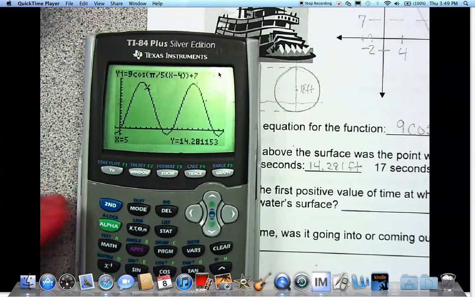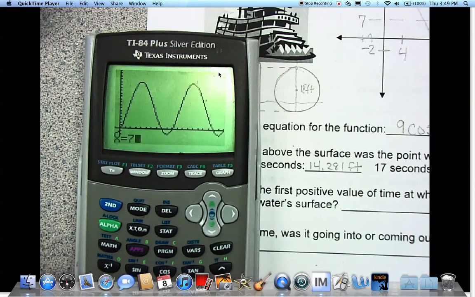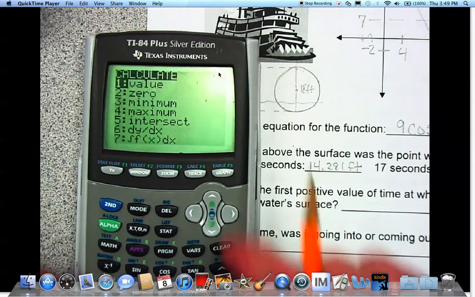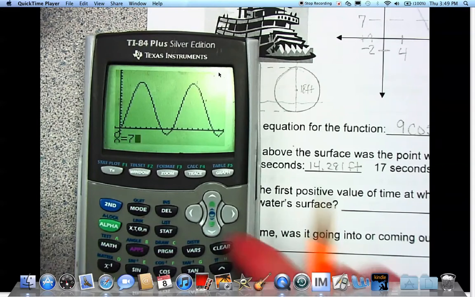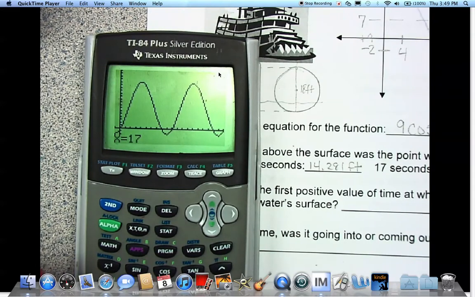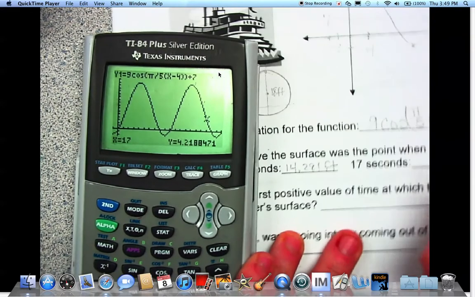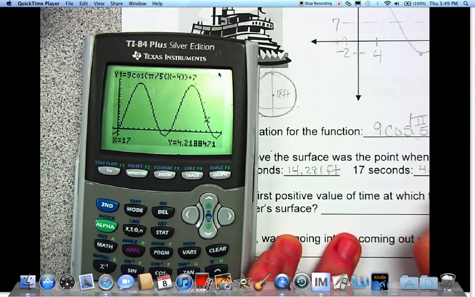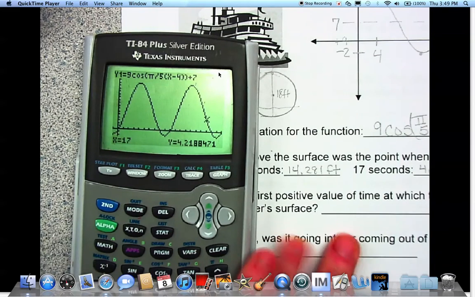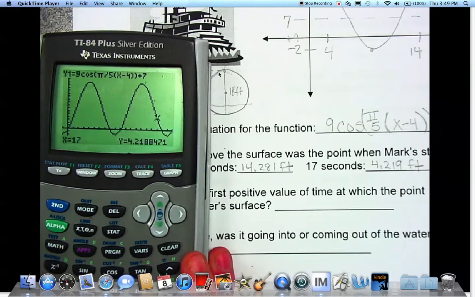At 17 seconds, same thing. Whoops, I put 7. Why is it doing that? 4.2, yes, 4.2199 feet above the water surface.